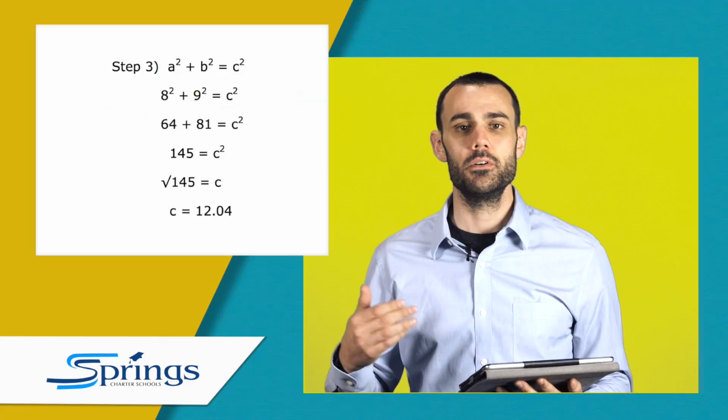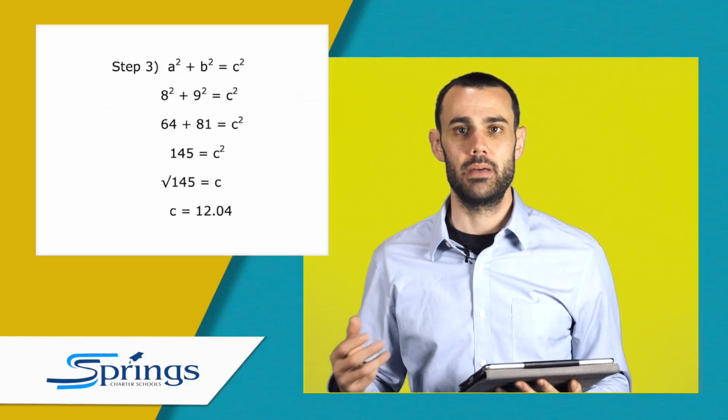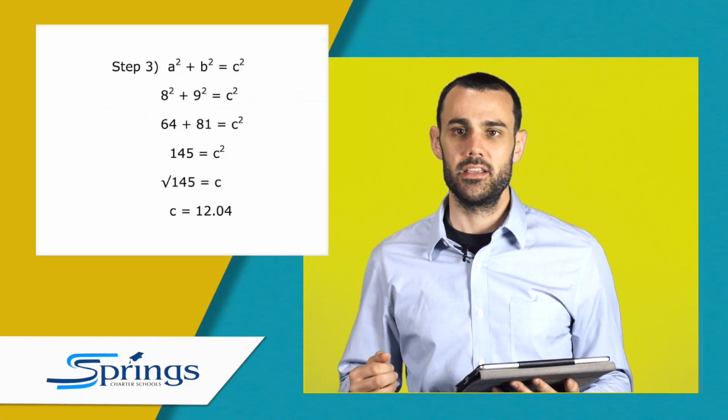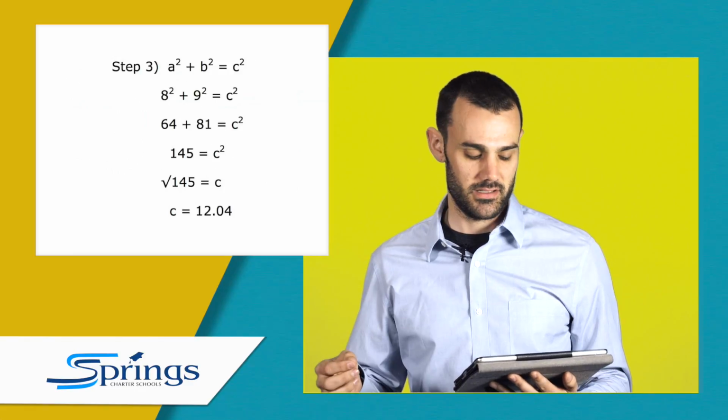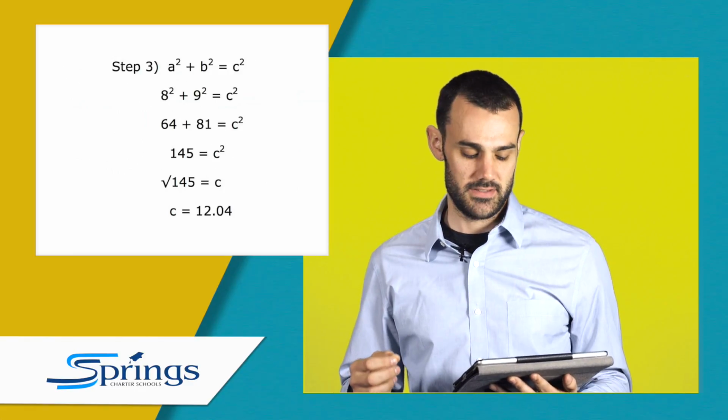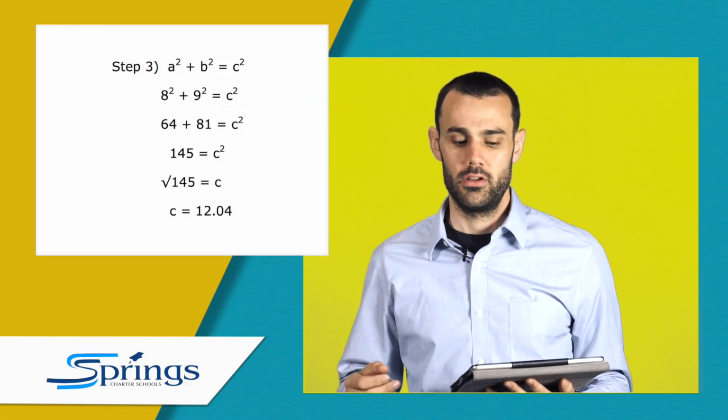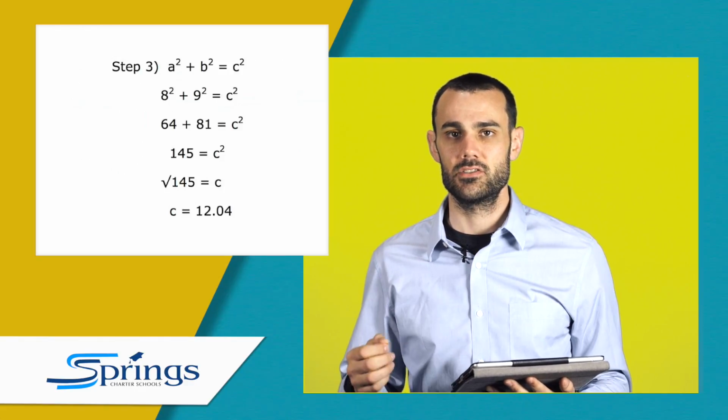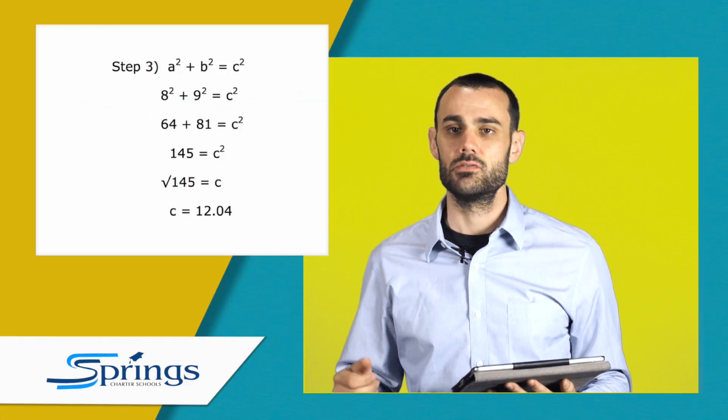I have to take the square root of both sides of my equation to help keep it balanced. And by taking the square root, I'm getting rid of the squared part of our C and reducing 145 down to 12.04. So we can say now that the three lengths of our triangle are 8, 9, and 12.04.